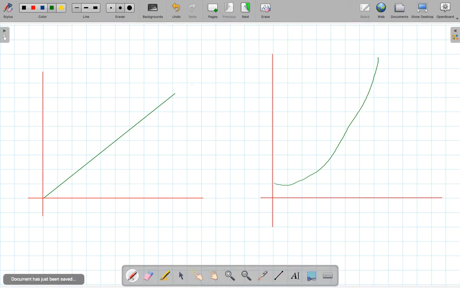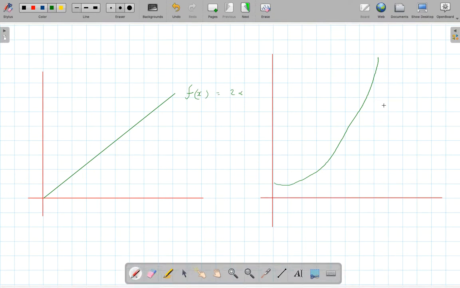So this might be something like simply f(x) equals 2x, and this might be something like, let's make it, f(x) equals x squared plus 3, and x is greater than or equal to 0. So these are not piecewise because these just involve one function. So what is a piecewise function?